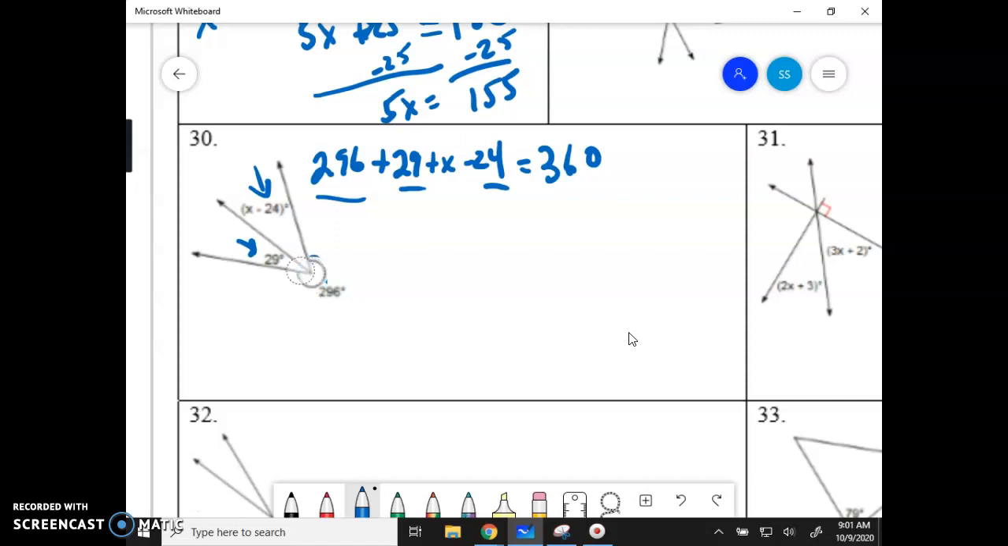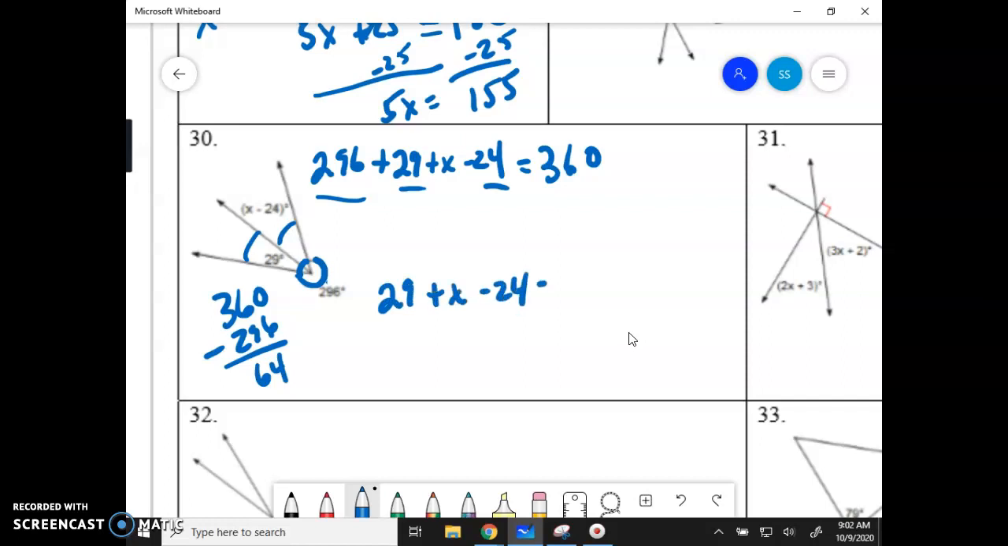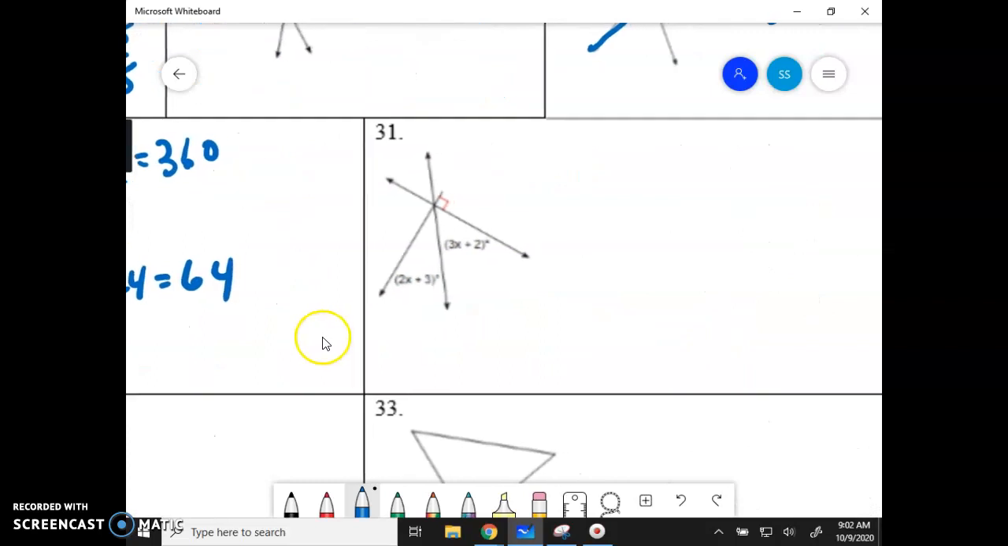Or the other way would be to just look at this little piece and just do 360 minus this big part here, 296. You're left with 64, and you could say these two angles here, 29 plus x minus 24 is equal to 64. You could try them both. You'll see that you'll get the same answer for x. Okay.